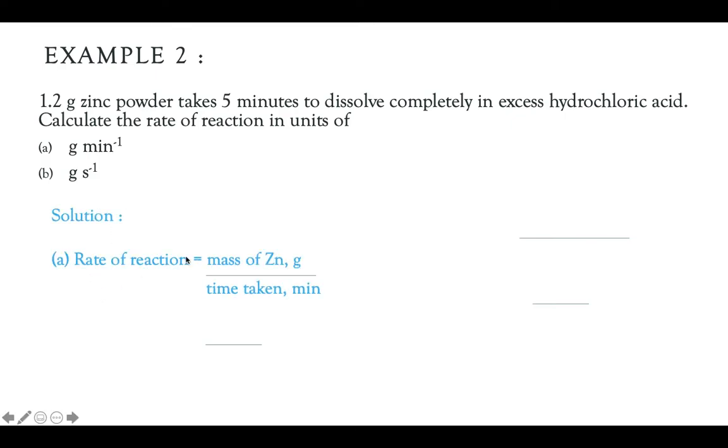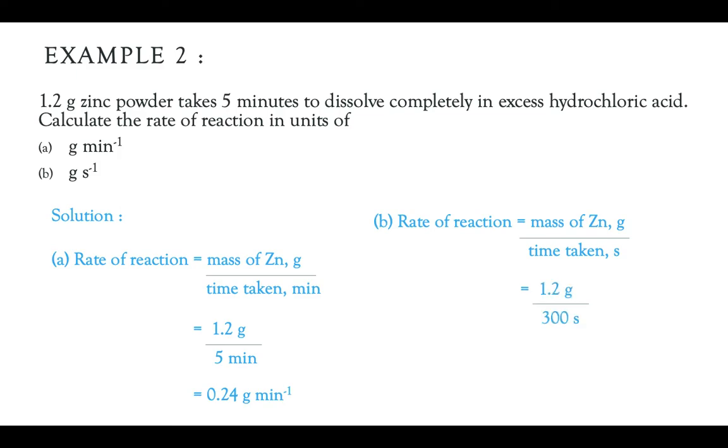Okay. So the fraction, ambil je mass of the zinc in unit gram sebab soalan dah bagi unit gram, and then divide with time taken. Soalan dah bagi dalam minute. So ambil je terus 1.2 divide with 5 minute. Akan dapat 0.24 gram per minute. Okay, while for B, this one you have to convert from minute to second. As 1 minute equals to 60 seconds, so times je 5 minutes ni convert pergi ke second, darab dengan 60. Yang lain sama, so 1.2 divide lah with 300 second. Dapat 0.004 gram per second.